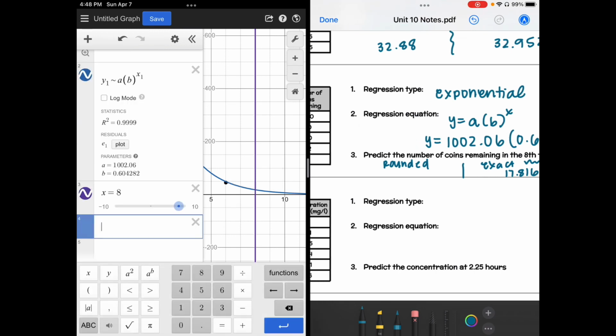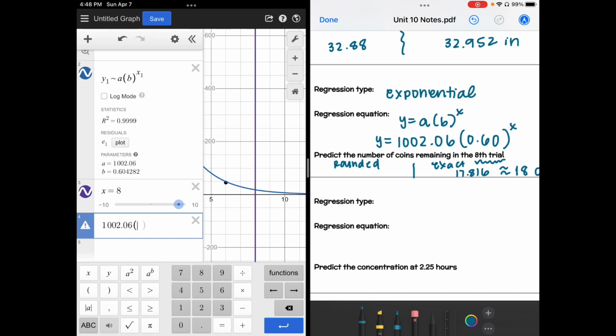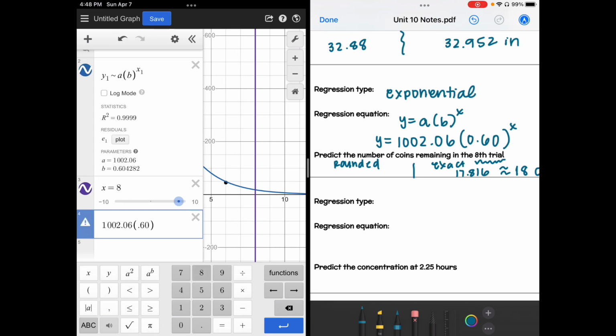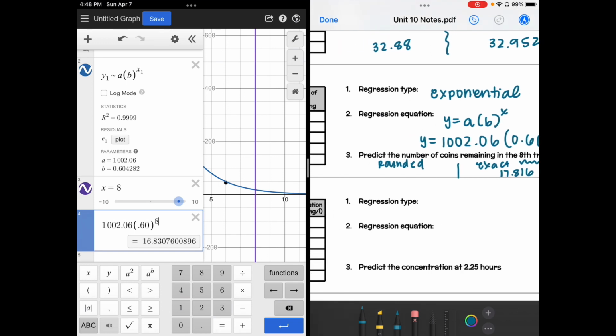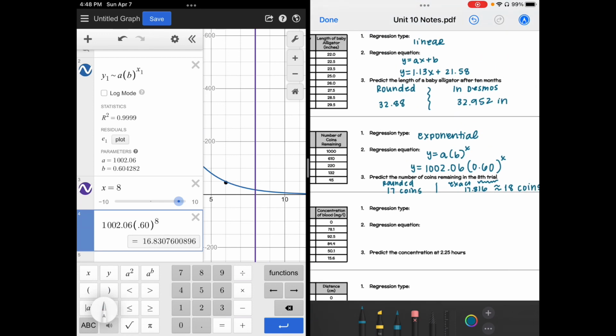So let's see if we use our rounded equation, if it changes much. So type in the equation we wrote on our paper. And our x value is 8. So that one gives us 16.83. So we would say 17 coins. So we're off by a coin when we round, but again, if the question asks you for that, that's what you want to do.